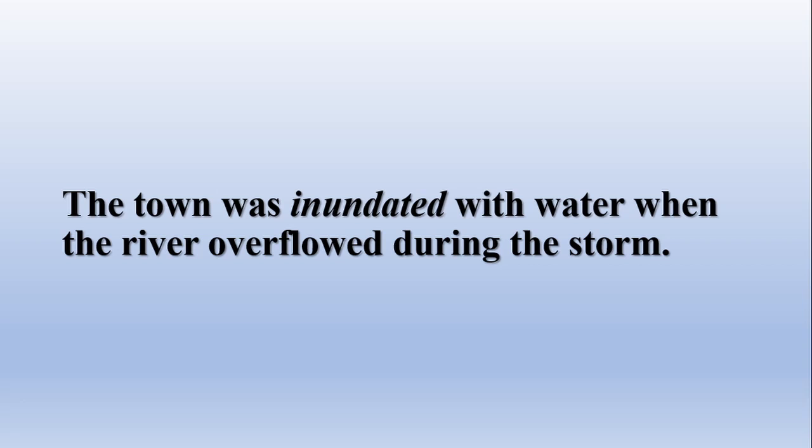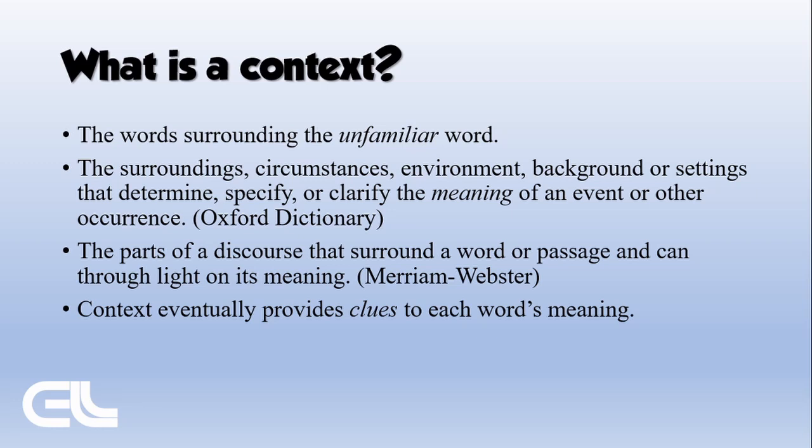So, there is a river, there is a town, there is water, there is overflowing of the river. So, what happens? The signified comes into your mind that there is a flood. There is a flood and there is a storm. Therefore, the town is occupied with the water and we call it flooded. So, inundated means flooded. The town was flooded with water when the river overflowed during the storm. So, our first lecture is all about using vocabulary in context. So, let's begin.